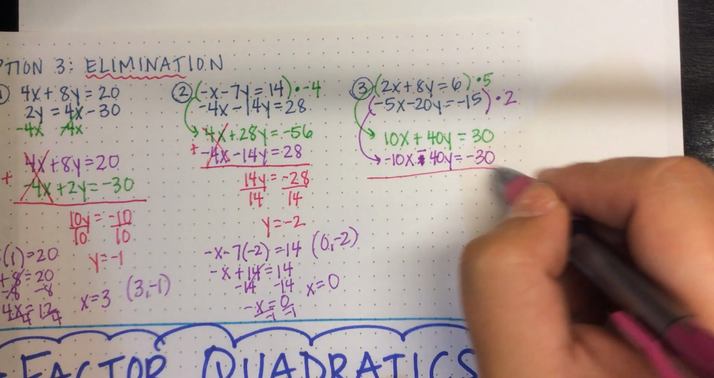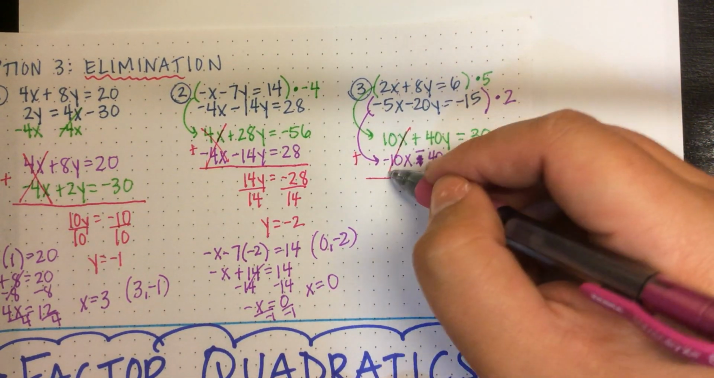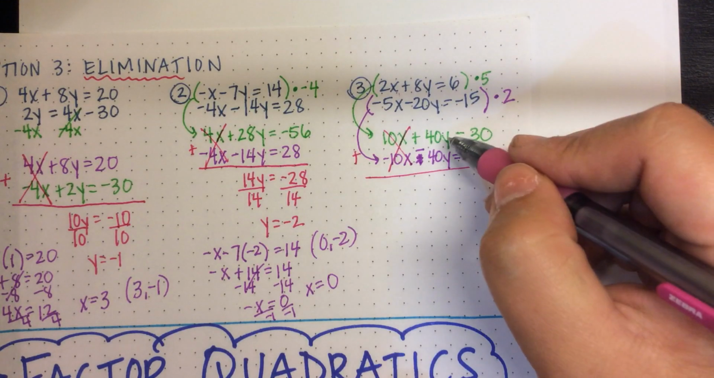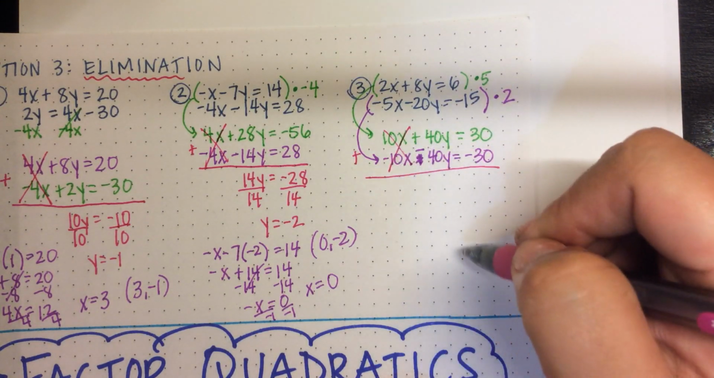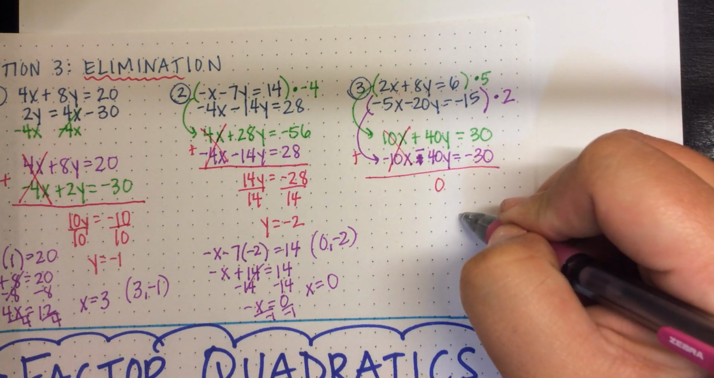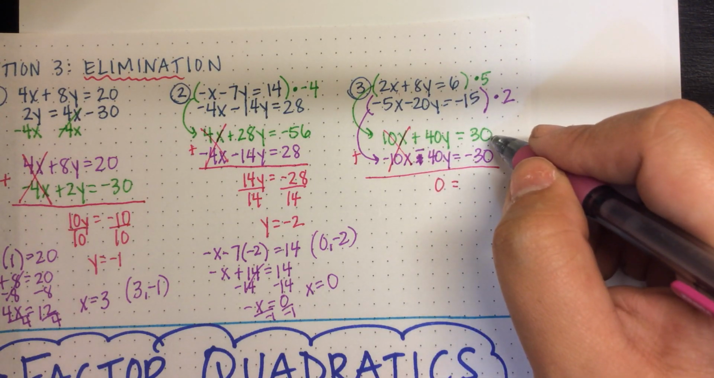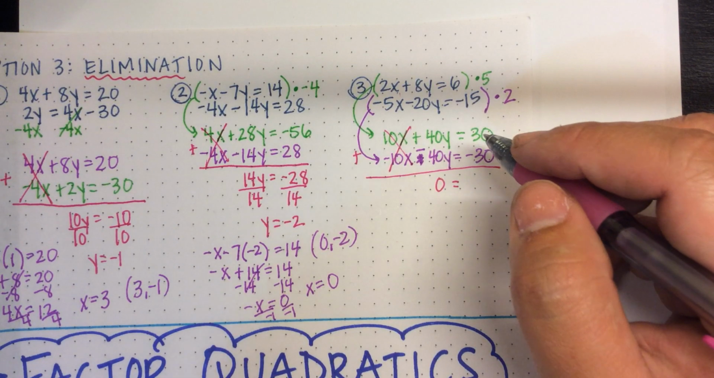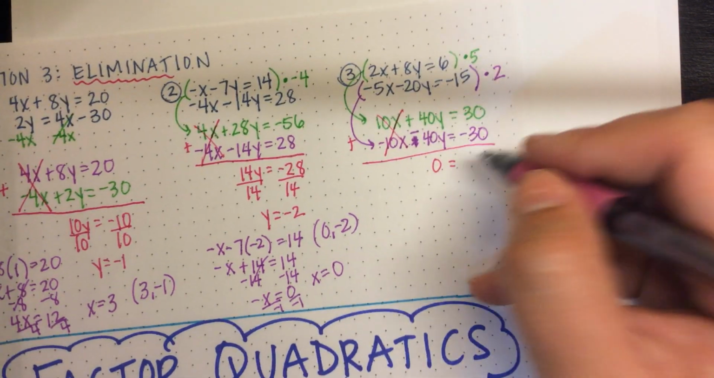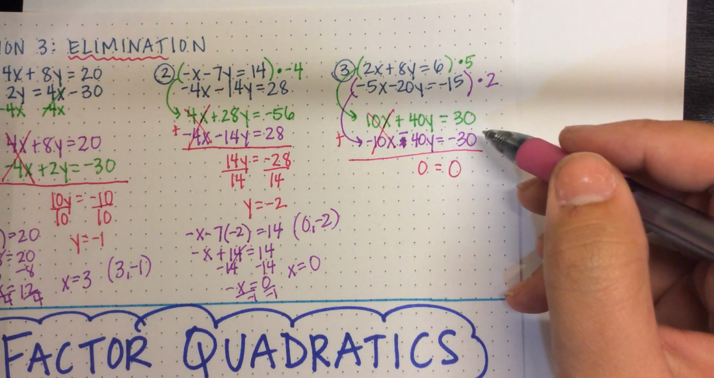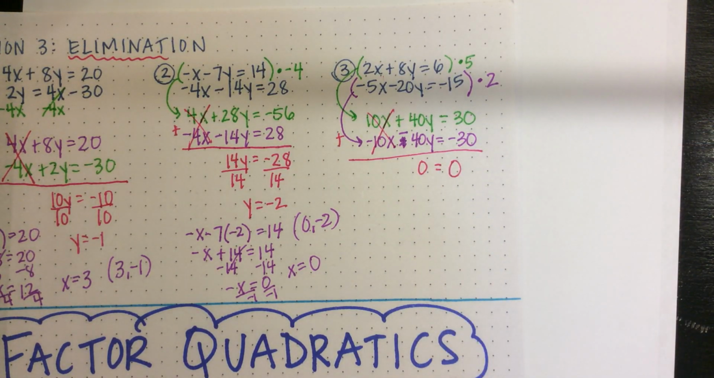And now we can add top and bottom. So the x's go away, right? That's the one that I wanted to cancel, okay? Then I have 40 plus negative 40, which ends up being 0, right? They cancel too. And then I have 30 plus negative 30, right? And that's going to end up being a 0. So then I have 0 equals 0. So this time my variables went away again, right?